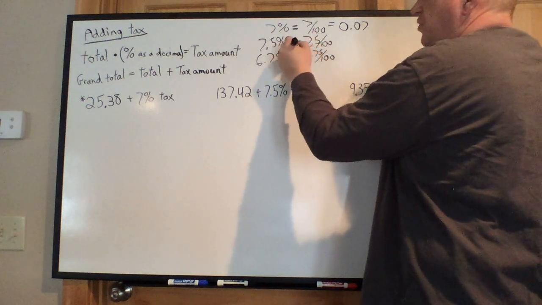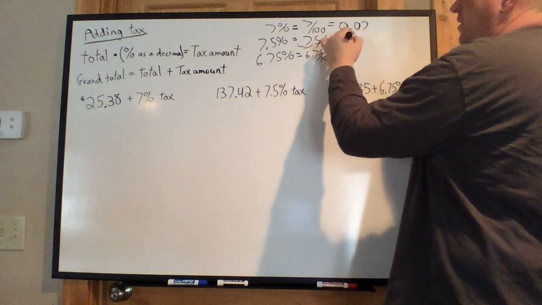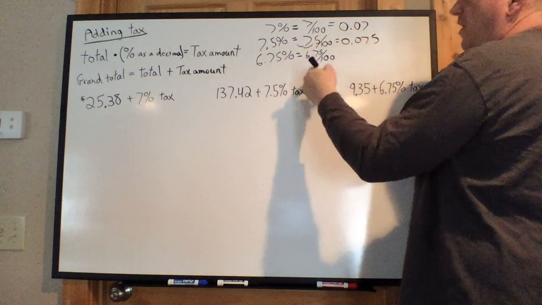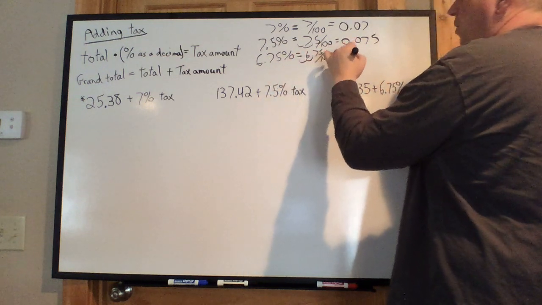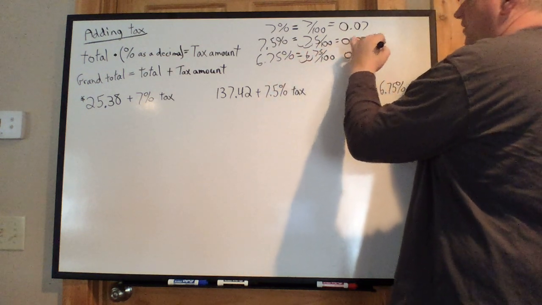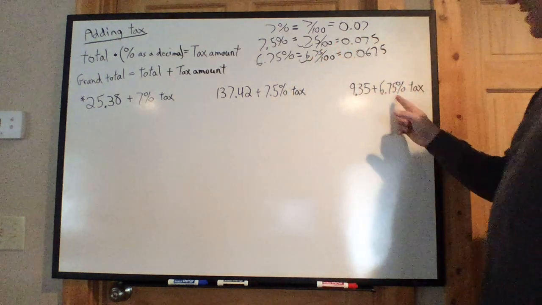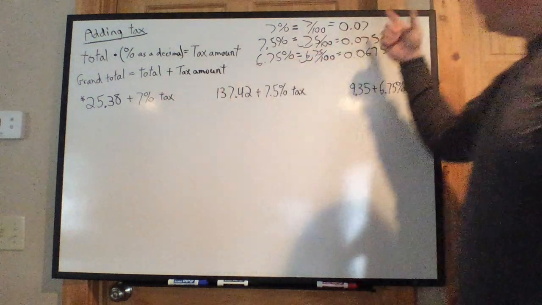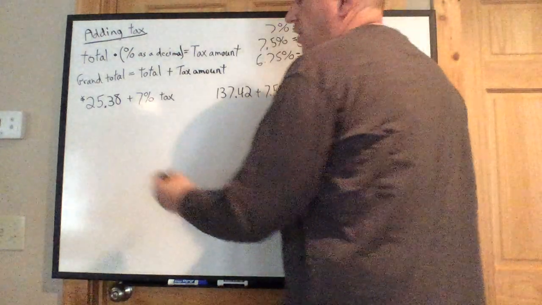So it becomes 0.075. And this one again, 2 spots to the left, becomes 0.0675. Okay, so that's how we're converting each of these percentages into a decimal. Now we're going to plug them in and find out what our totals are.